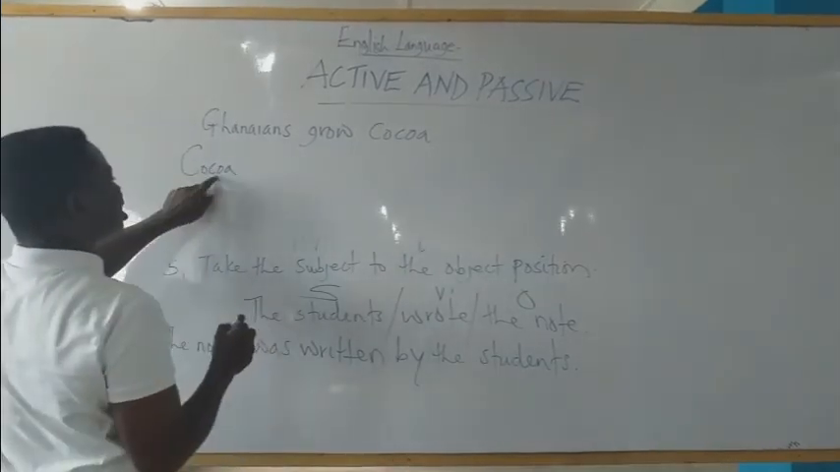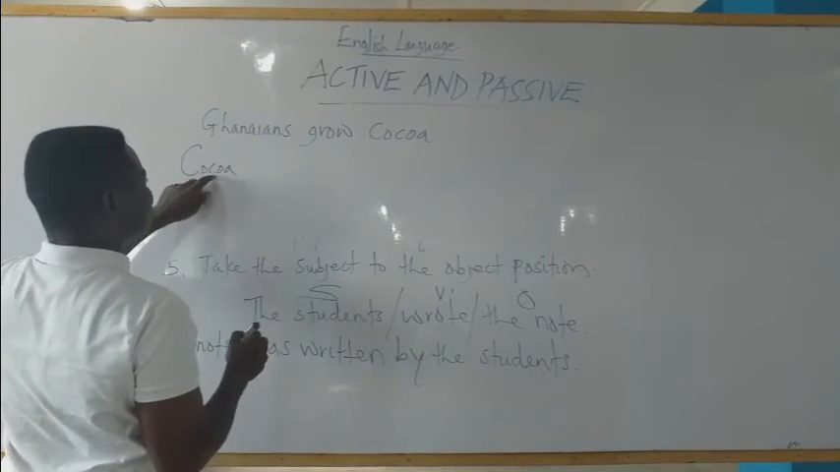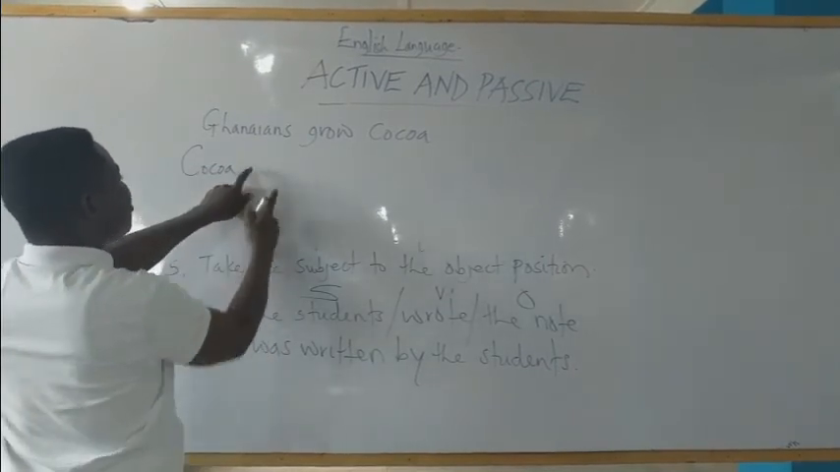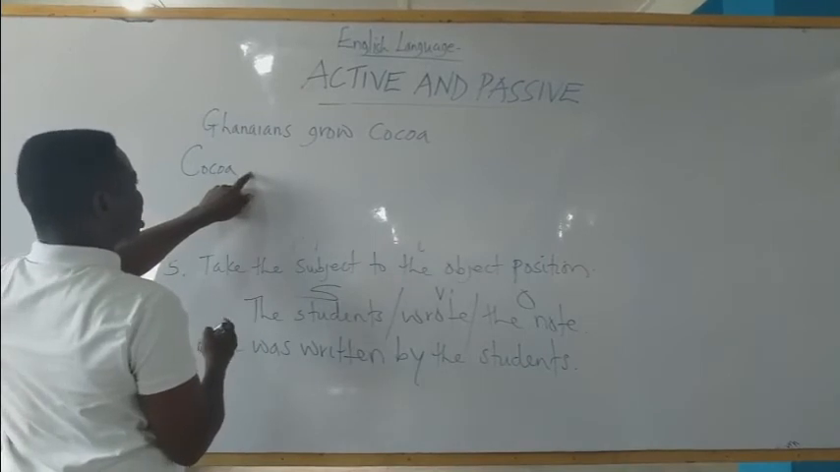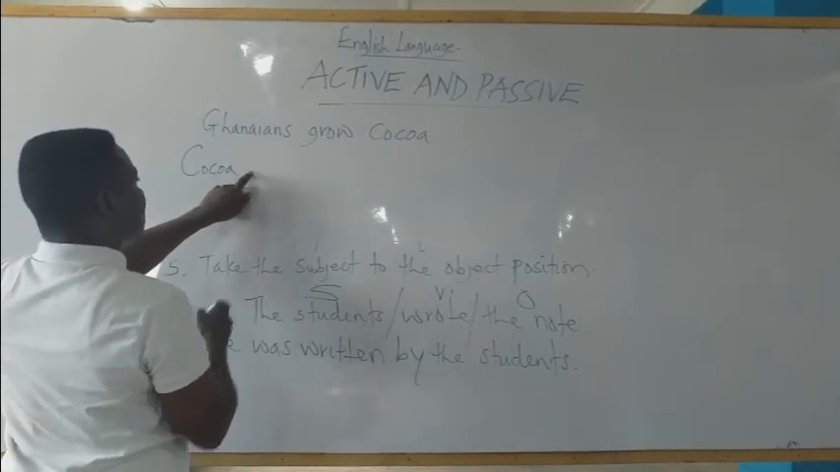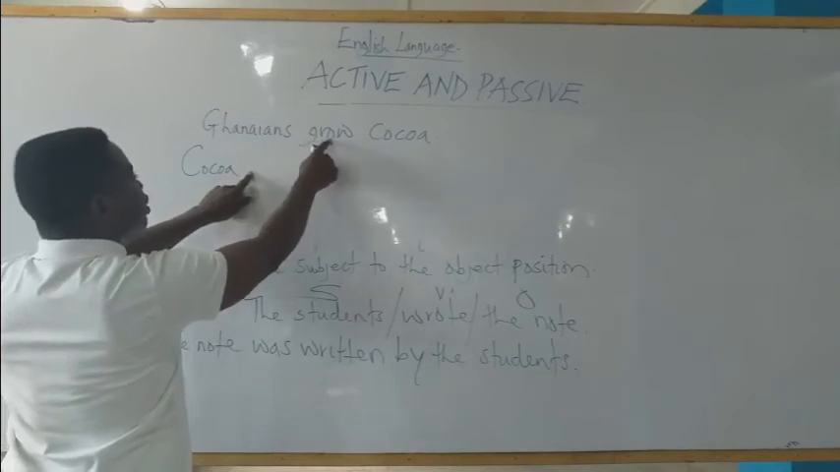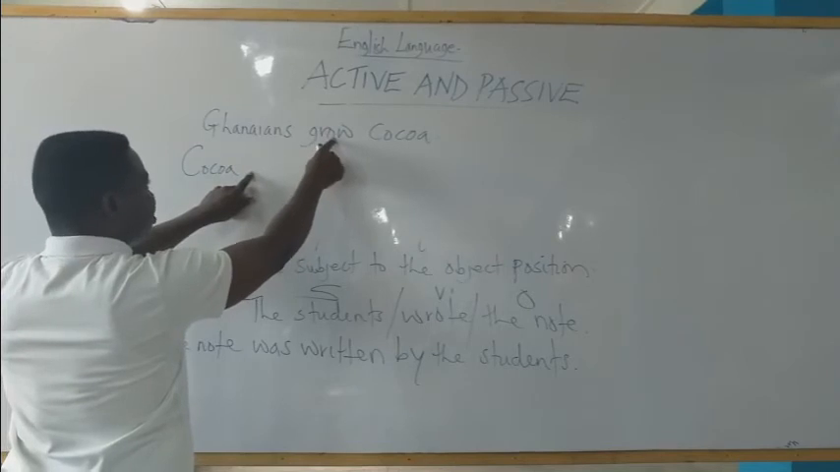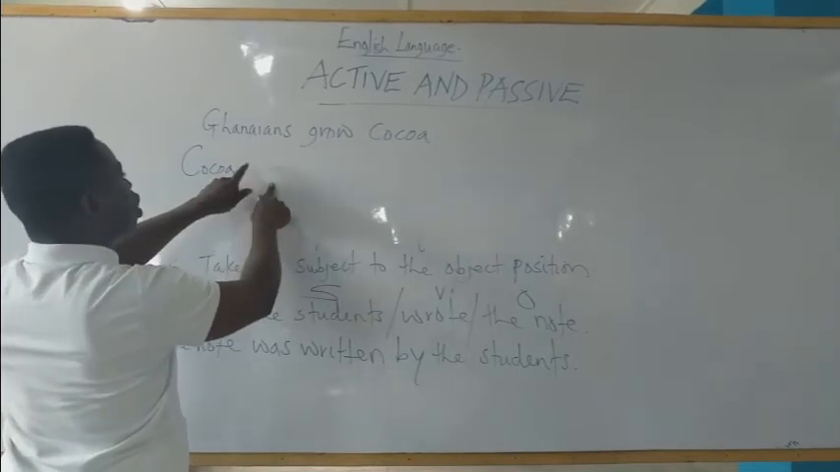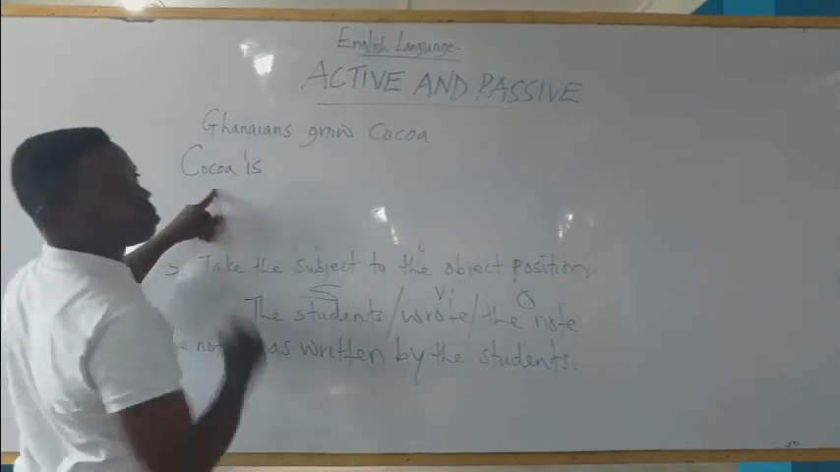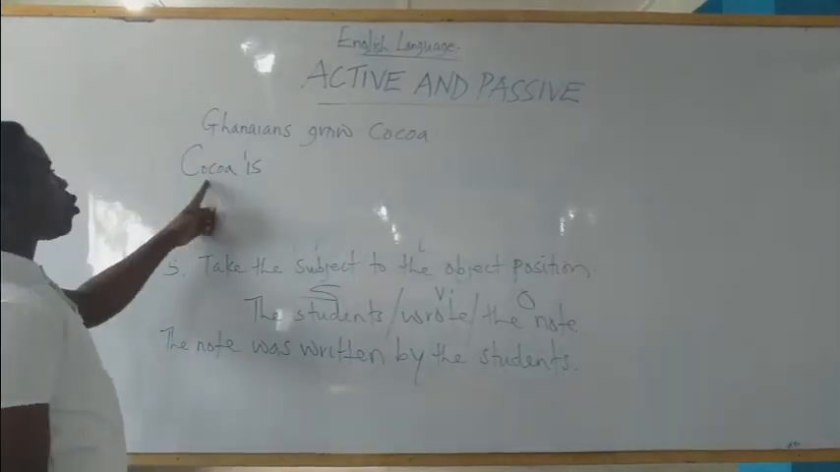Now, what you are transferring is singular. So I will put an auxiliary verb here that is singular, and that auxiliary verb must be in the same tense as the verb of the active. Look at this: grow. Grow is a present tense verb. So I need an auxiliary verb that is present tense and singular, and that's is. So cocoa is.